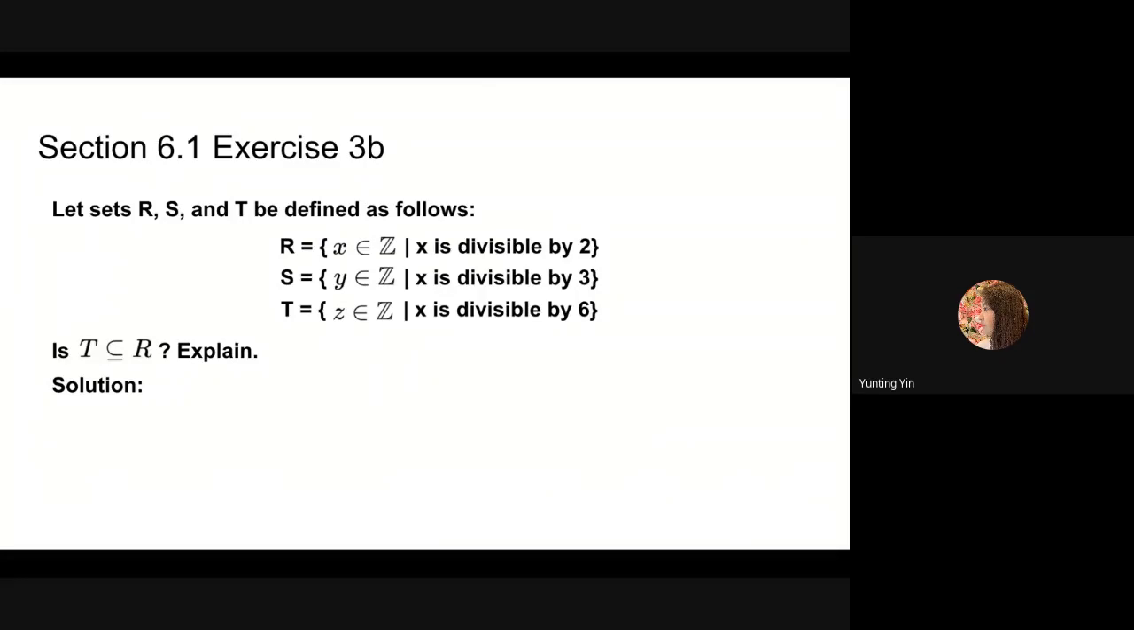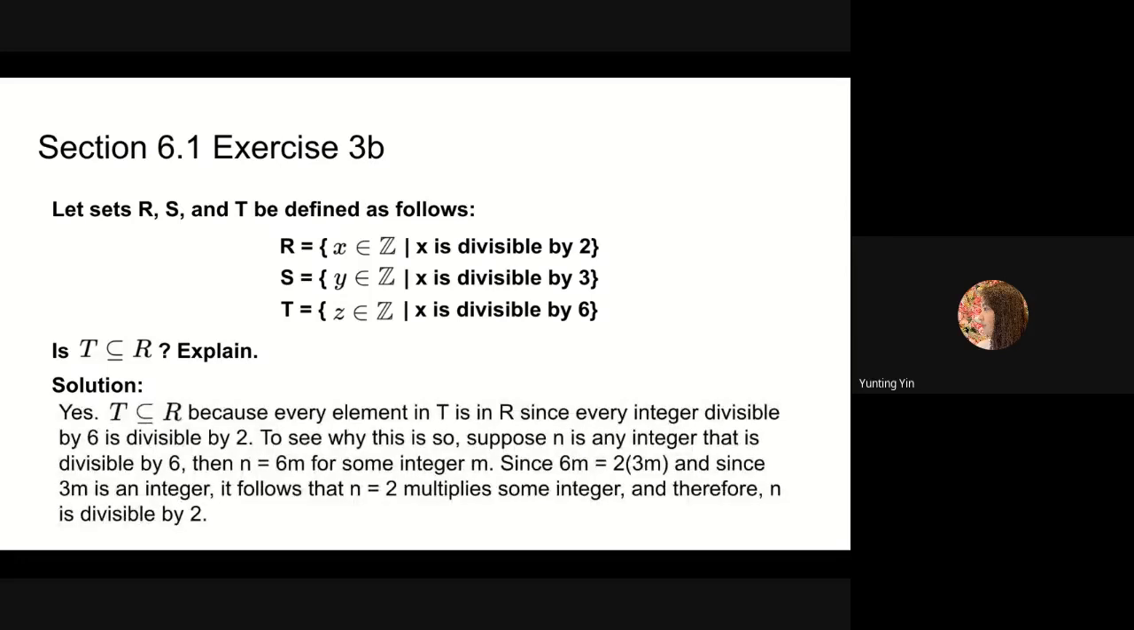We know that every integer divisible by 6 is divisible by 2. So every element in T is in R. To see why this is so, suppose n is any integer that is divisible by 6, then n equals 6m for some integer m. Since 6m is equal to 2 times 3m, and since 3m is an integer, it follows that n is equal to 2 multiplied by some integer, and therefore n is divisible by 2. So T is a subset of R. Any questions?